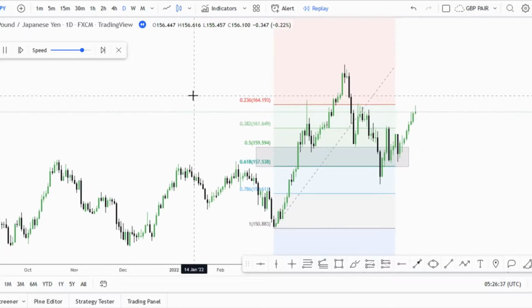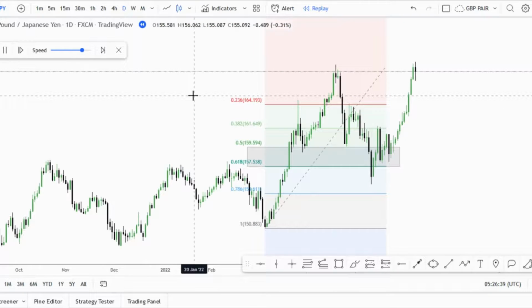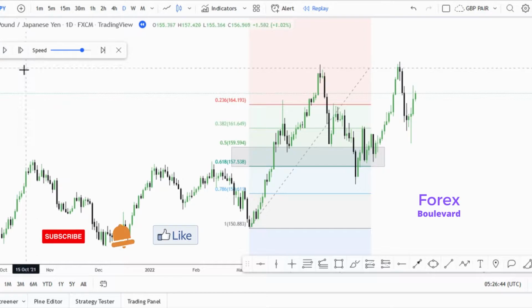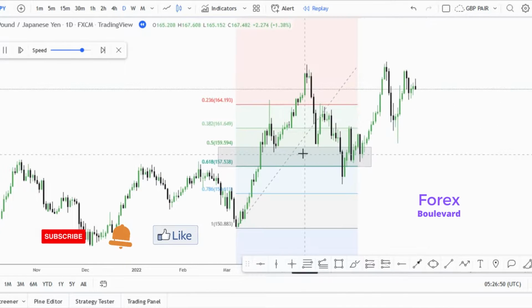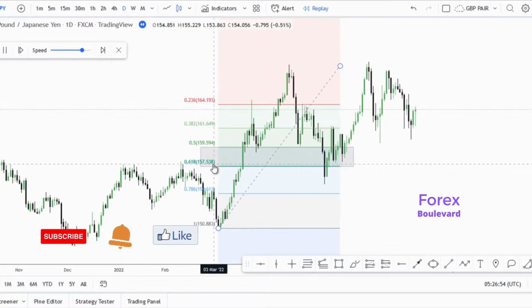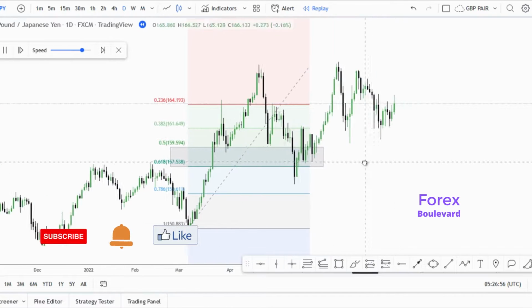So you can see price is moving. From that point, I start looking for bullish setups, right until then we have that. So that's how this thing plays out. I always like to target the 0.5 to 0.618 level in my trading.